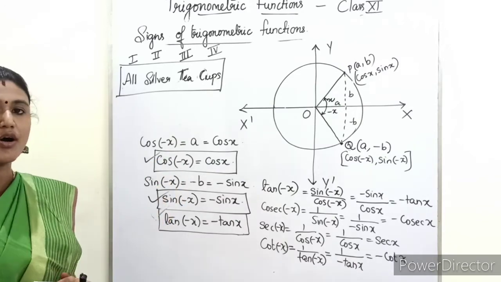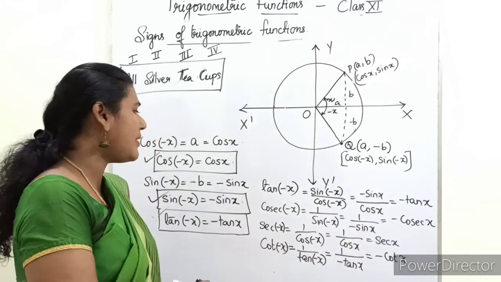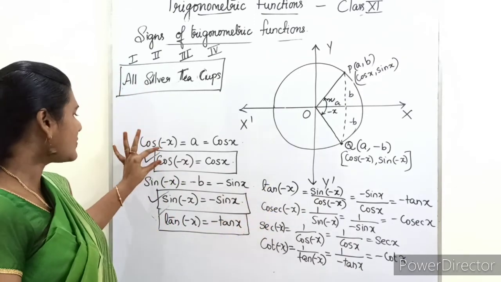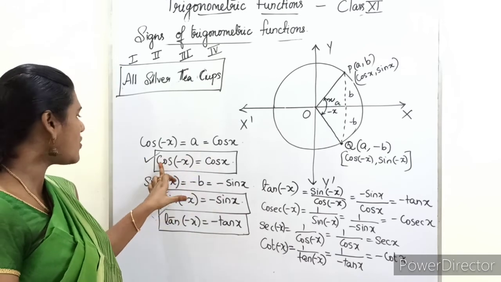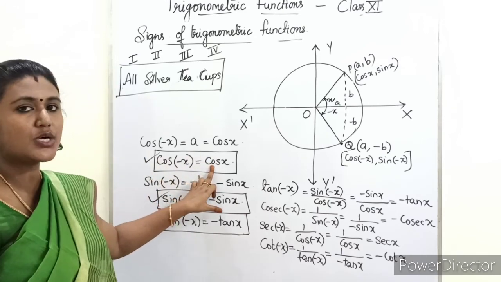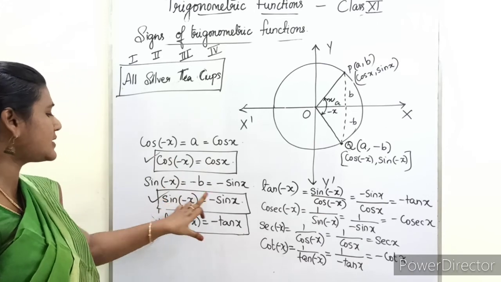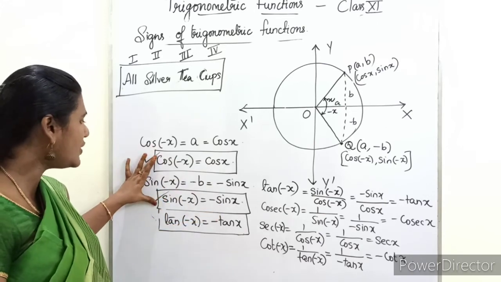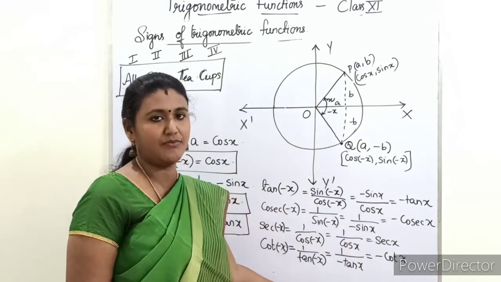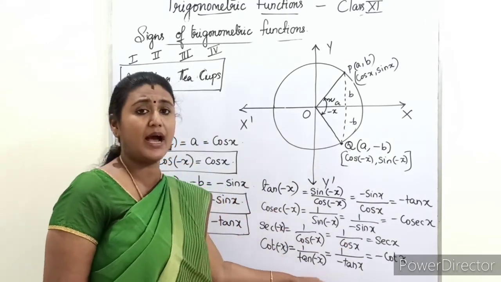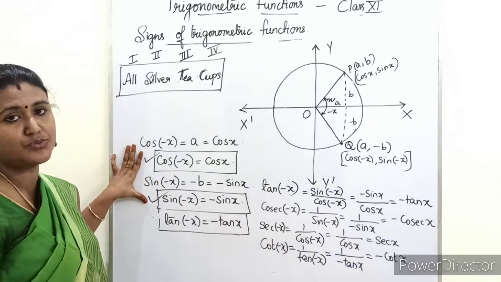You need not remember all these formulas, you have to study only these two formulas, for sin and cos, then the remaining formulas you can derive. Cos of minus x is equal to plus cos x, and sin of minus x is equal to minus sin x. If you know these two formulas, the other formulas you can derive. So you need not learn all the formulas by heart, but you should remember these two things.